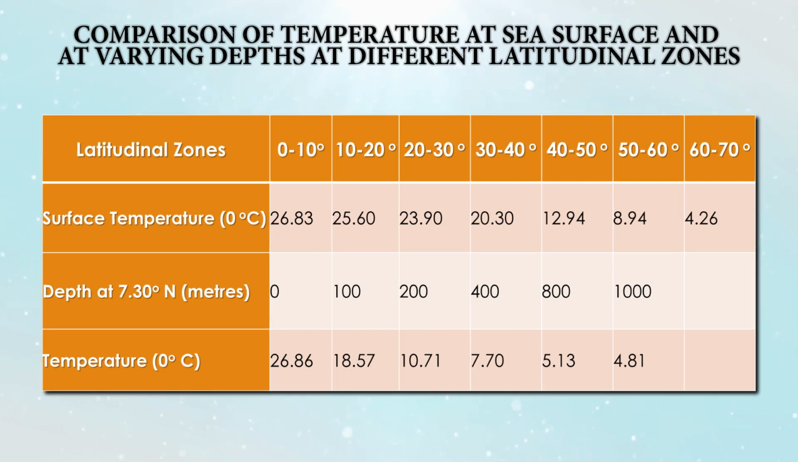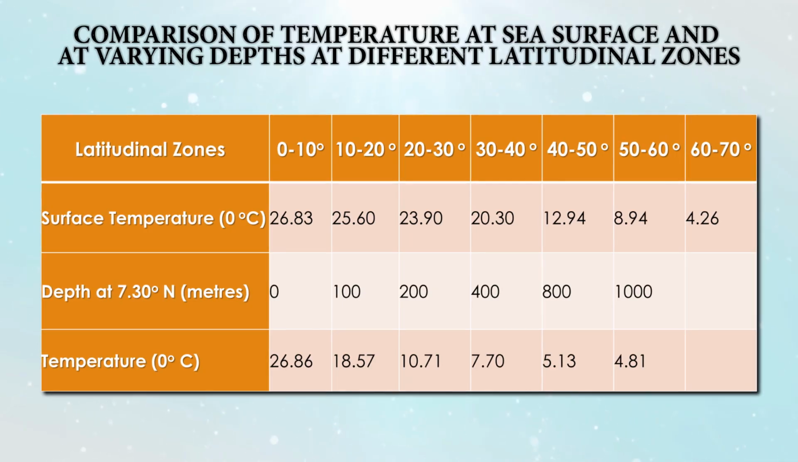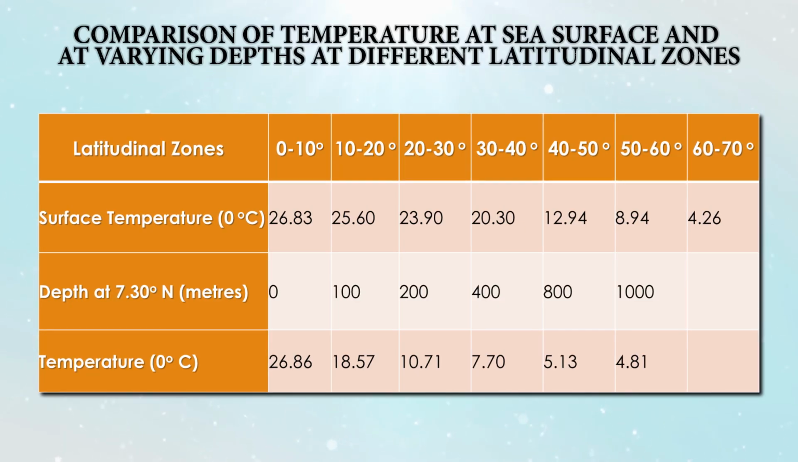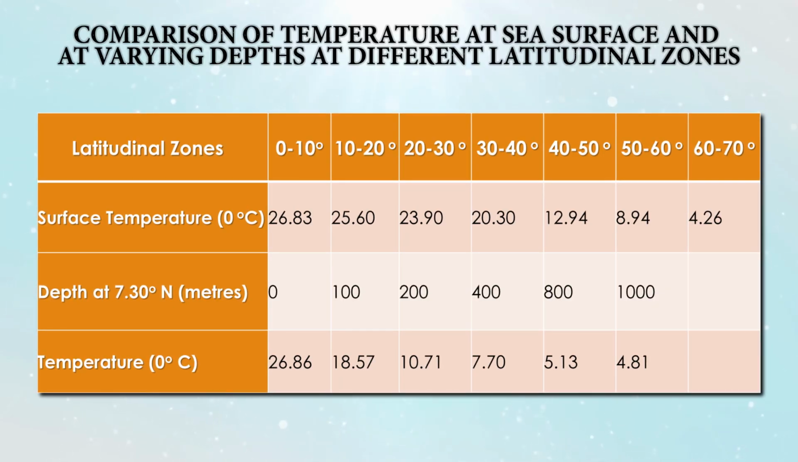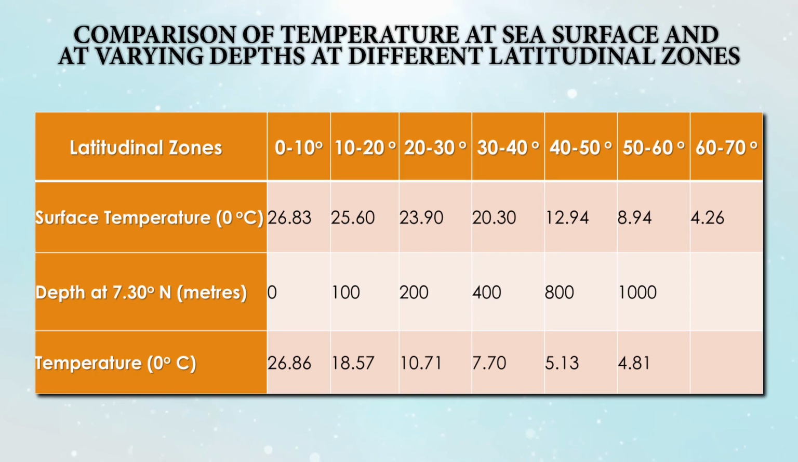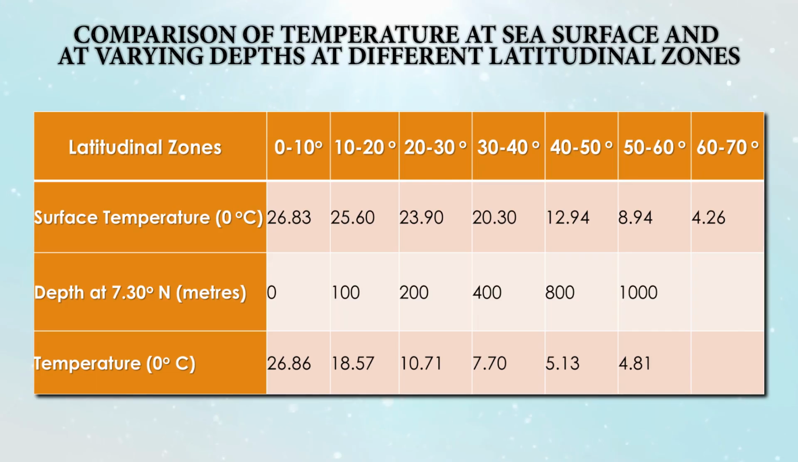And this also varies as we move from the equator towards the poles, because the rate of decrease is higher along the equatorial belt. The vertical decrease of temperature is higher along the equatorial belt compared to the poles, because as we move from the equator towards the poles, in this table you see the temperature of the surface water has also decreased to 4.26 degree centigrade. So the temperature at greater depths also becomes almost equal to the surface temperature at higher latitudes.